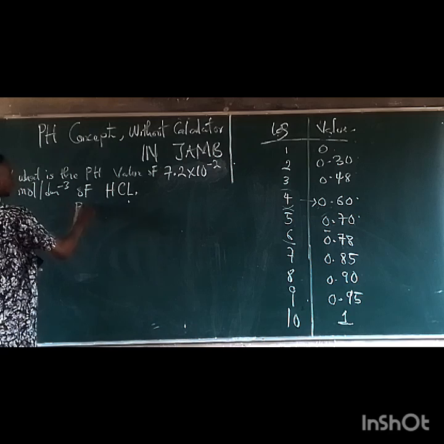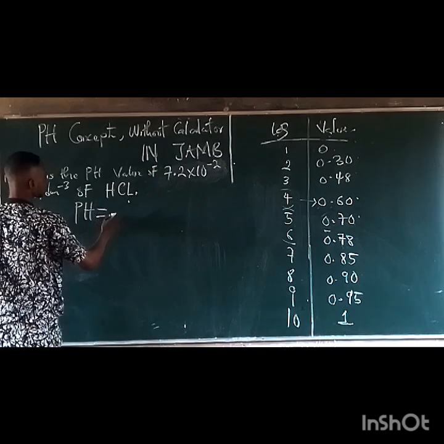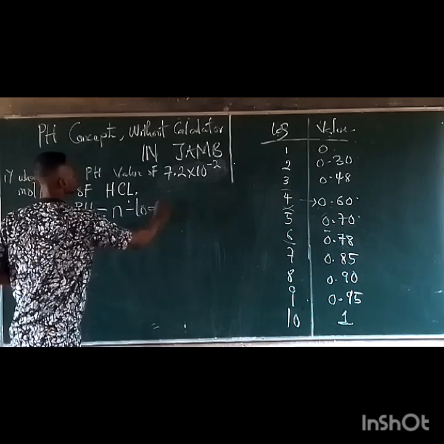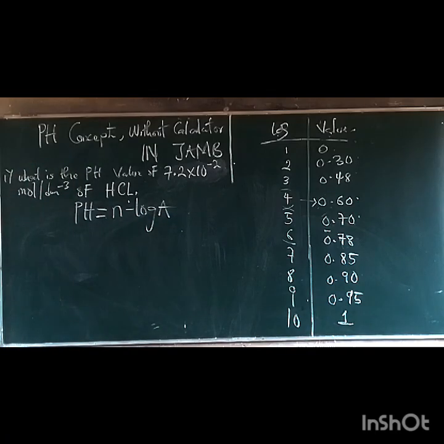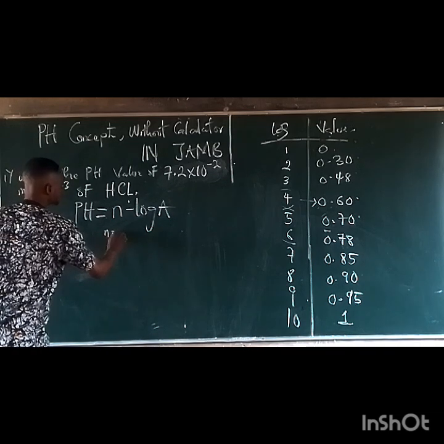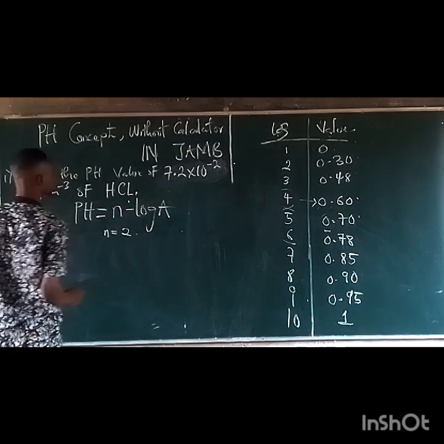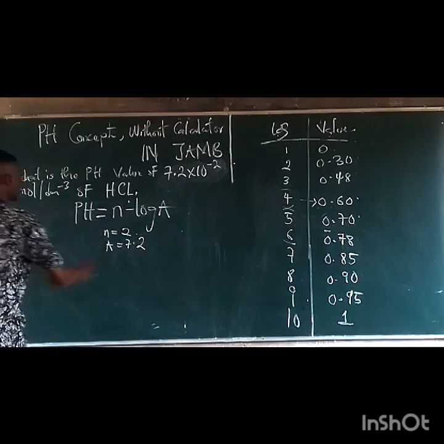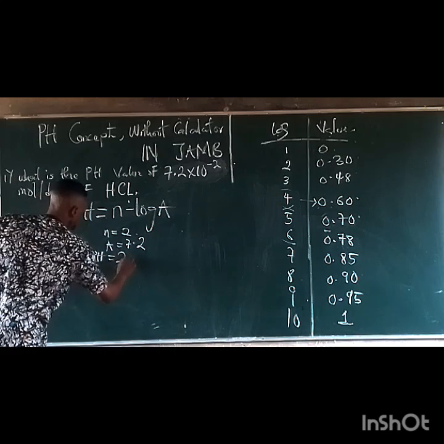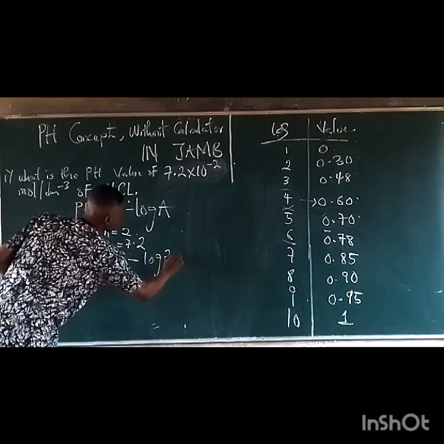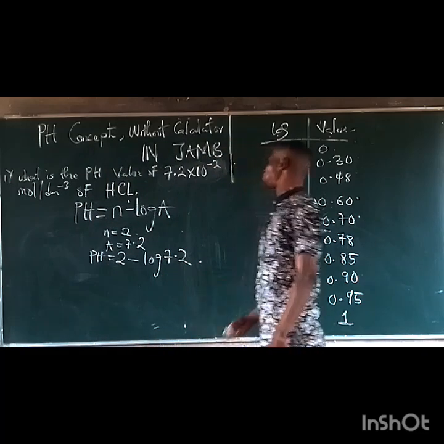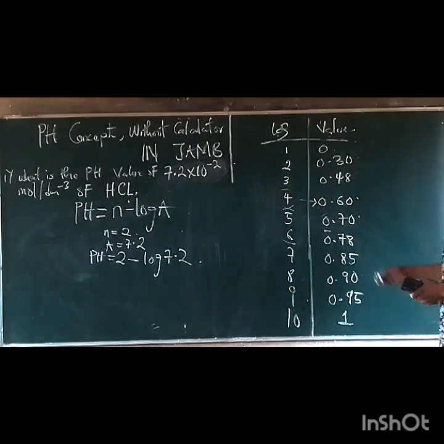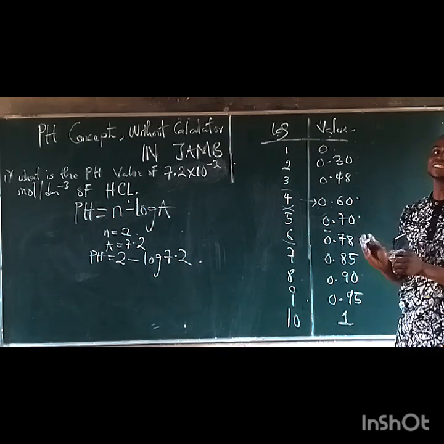Remember, our good formula still remains pH equals n minus log A, capital letter A. Then, from this analysis, we are going to have our n to be equal to what? 2. Normal. We know that one already. And our A will be equal to what? 7.2. So then we are going to have pH equal to 2 minus log 7.2. Now, it will be very easy to say we have log 7.2 in the table. But everything is here. It just now remains for you to know the analysis to get it, as I'm going to be explaining.